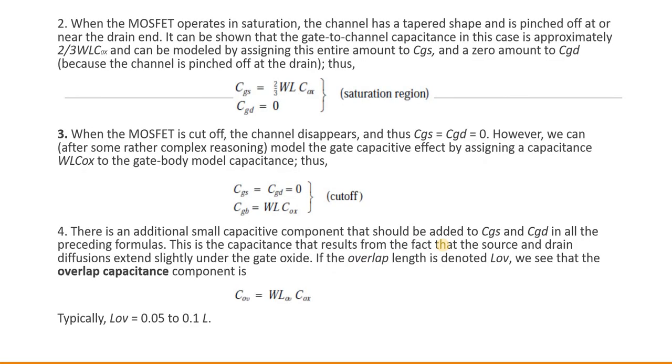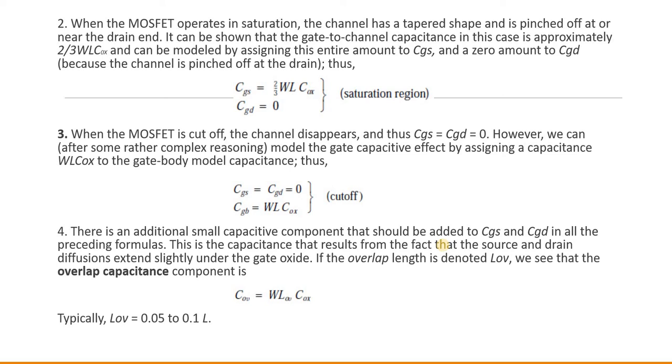If the MOSFET is in the saturation region, what happens here? The channel is going to be pinched off at the drain side, so CGD will be 0. The entire amount of the capacitance is nothing but CGS, so it is 2 by 3 times W L COX in the saturation region. And in the cutoff region, what happens? Your channel disappears, so CGS and CGD will be 0, and CGB forms, that is the capacitance between the gate and the body. It will be equal to W into L into COX.